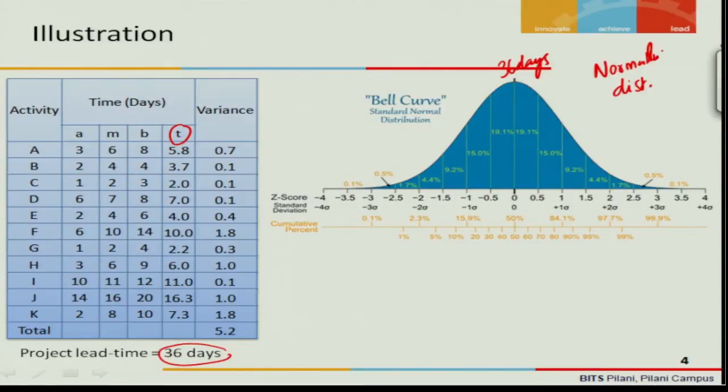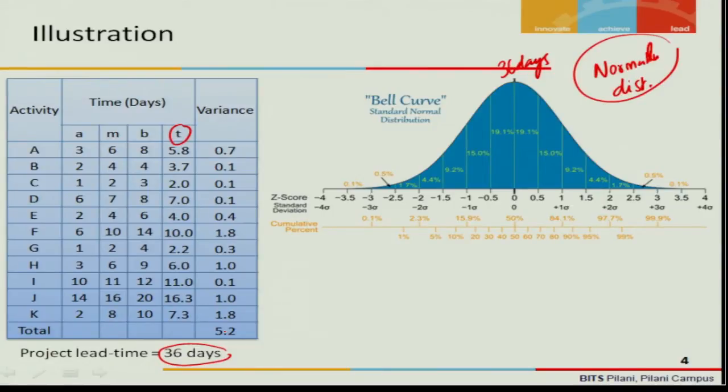One is that the project variance assumes a normal distribution, and the second one is that the activities are independent of each other. If something happens in A, it does not affect B, not in terms of the time but in terms of the other factors. So each of the activities is independent, is what we assume, and also we assume that the project variance is as per the normal distribution. Now we have computed the project lead time to be 36 days, which means that the center is 36 days. Now we have also computed the variance using the formula.